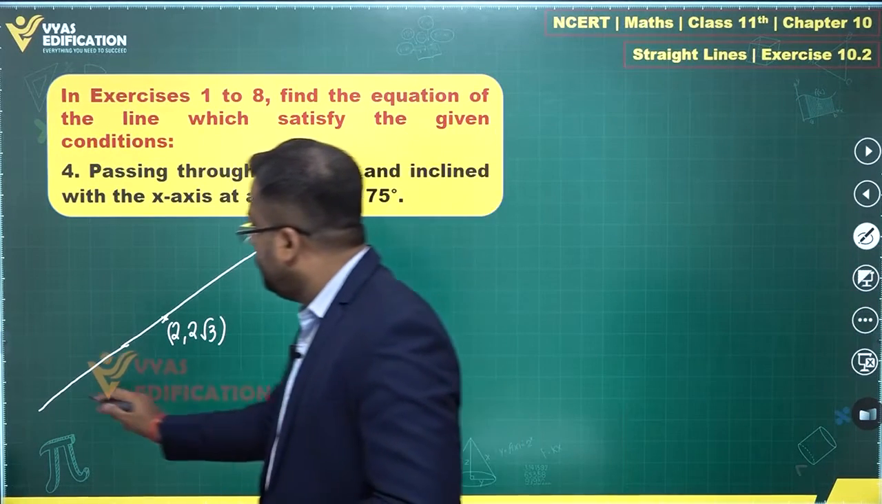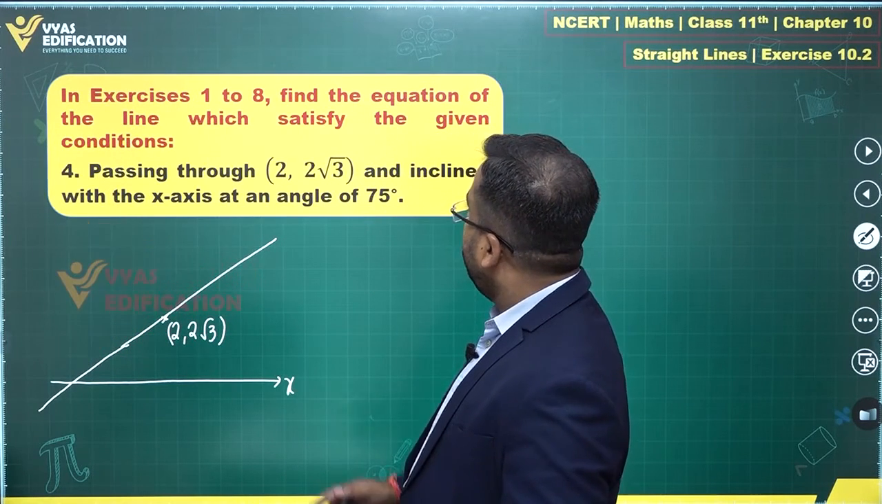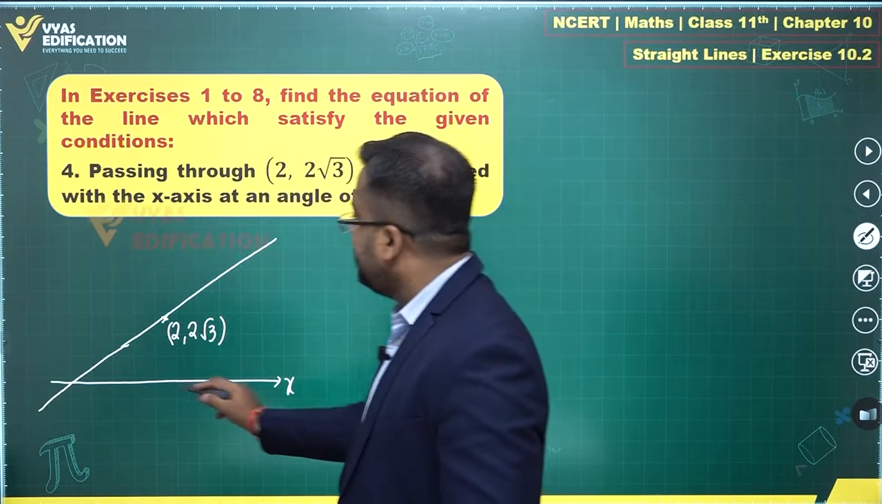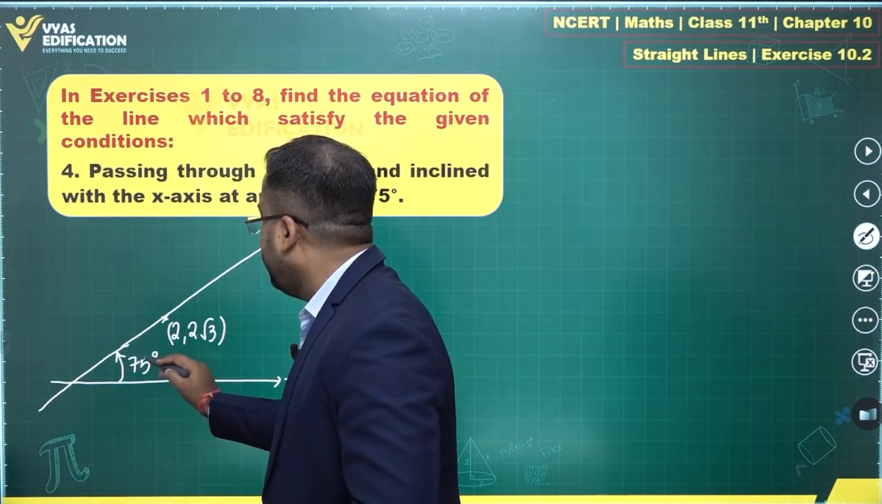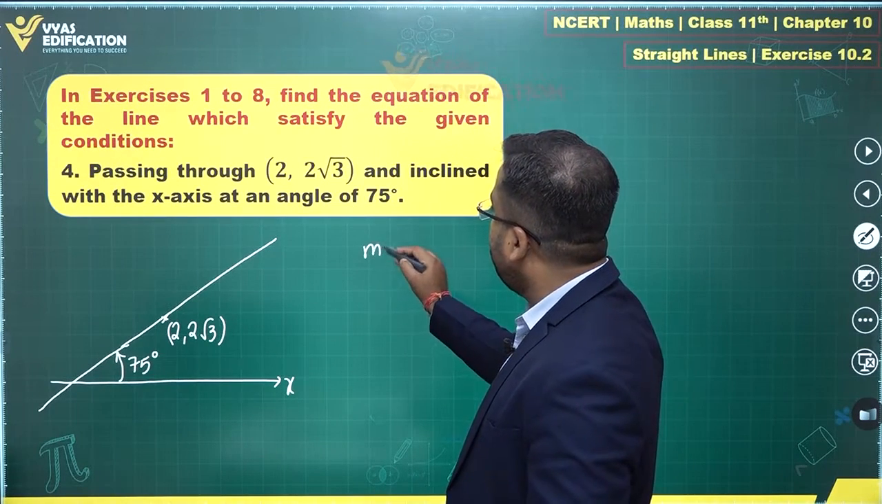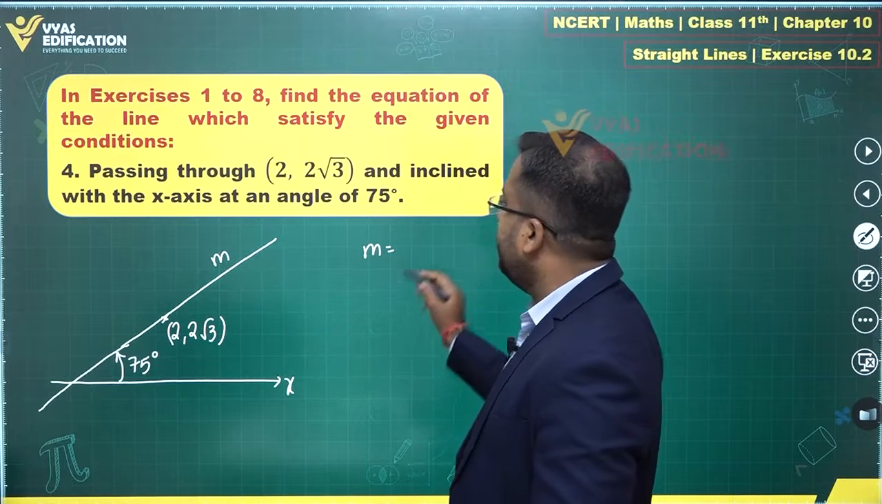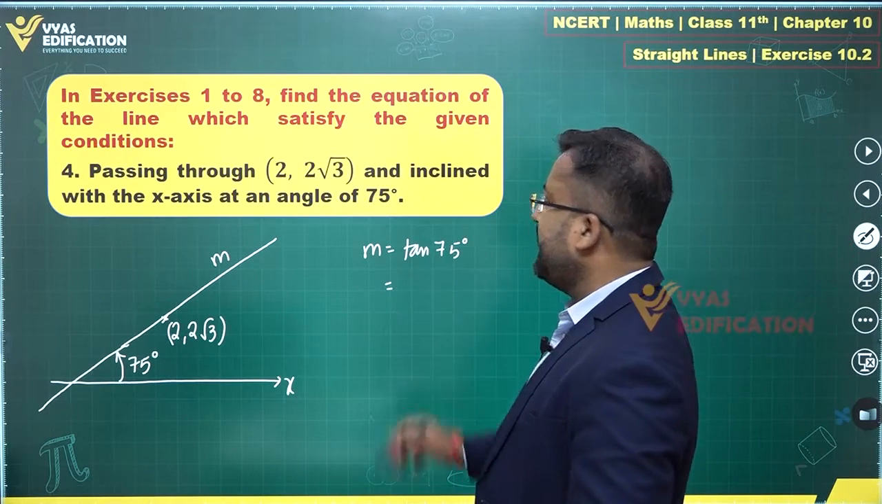This is the x-axis, let's suppose, and the line is inclined with the x-axis at an angle of 75 degrees. This angle is 75 degrees, it is given. So the slope m will be equal to tan 75 degrees. And what's the value of tan 75 degrees?